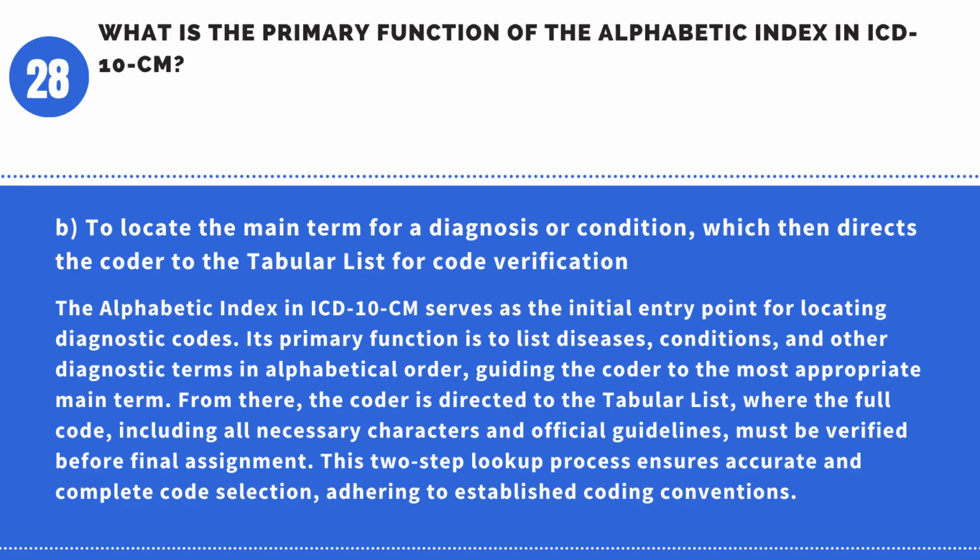most appropriate main term. From there, the coder is directed to the tabular list, where the full code, including all necessary characters and official guidelines, must be verified before final assignment. This two-step lookup process ensures accurate and complete code selection, adhering to established coding conventions.